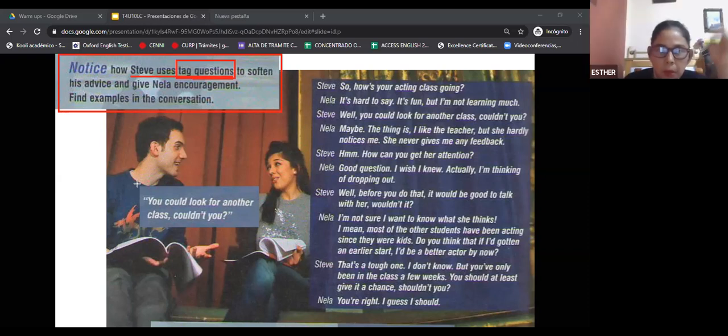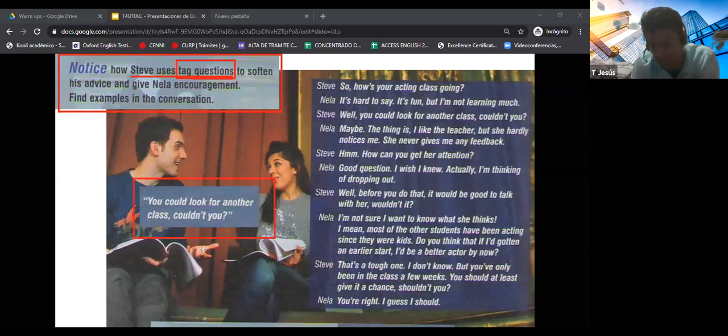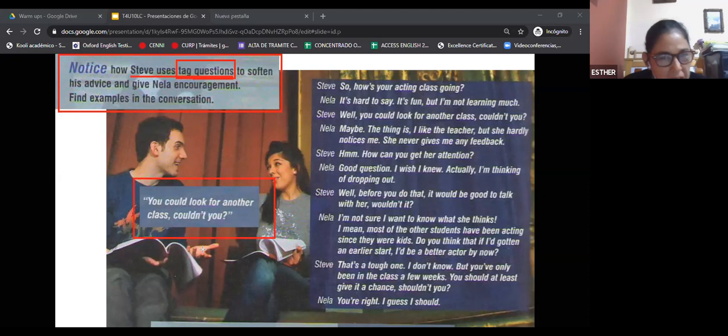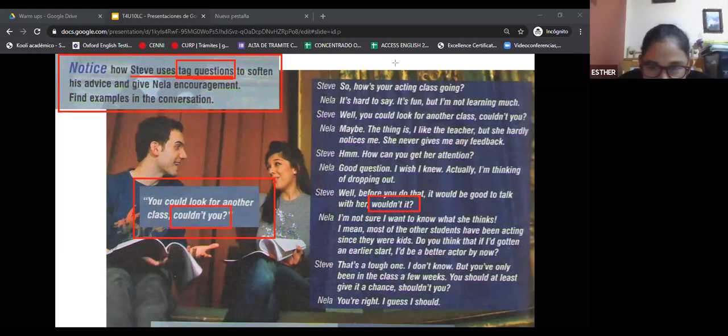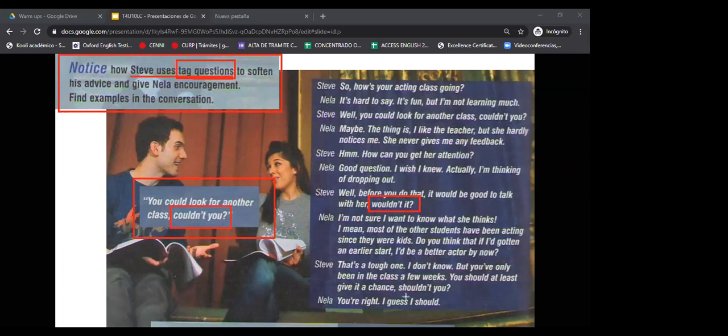For example, you want an example? You could look for another class, couldn't you? What is the question? The tag question. Yeah, the tag question is? Couldn't you? Okay, there are two more tag questions in the conversation. Can you find them? Yes. What are they? Wouldn't it? That's right. Where is it? Right here. There's one more. Shouldn't you? Yes. There you go. So the tag questions, guys.